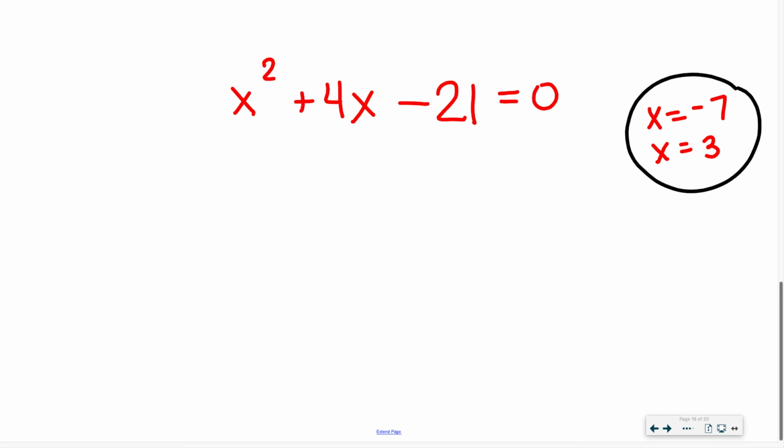So to complete the square, you will get the same answers if you do the process right, and that's why I like to do examples like this so you know what you're looking for. I'm going to pause the video here.